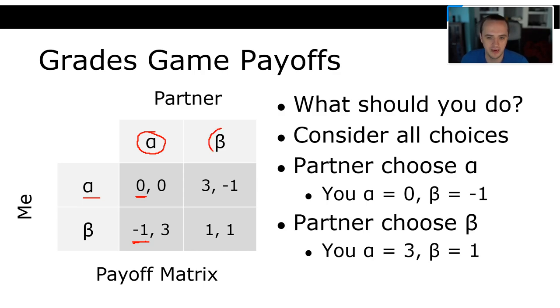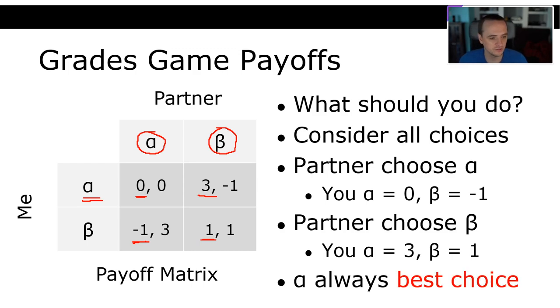If the partner chooses beta, then let's look at our choices. So if they chose beta, if we chose alpha, we get 3. And if we choose beta, we get 1. So that means if they choose alpha, alpha is our best choice. And if they chose beta, alpha is also our best choice. Right? So, alpha is always the best choice. No matter what the other person does, in both scenarios, we maximize our value by choosing alpha.